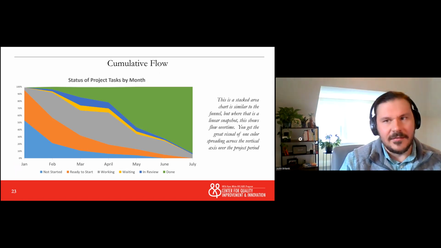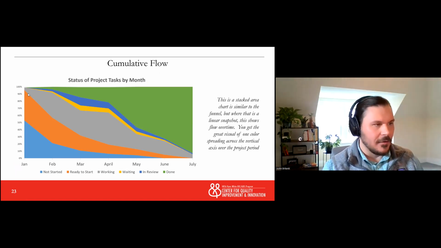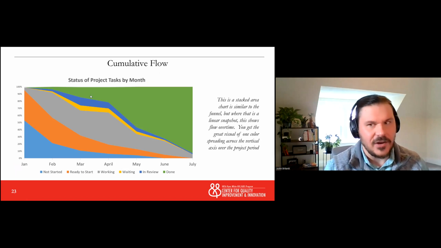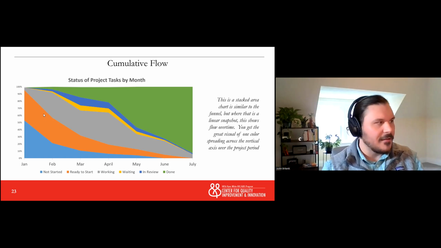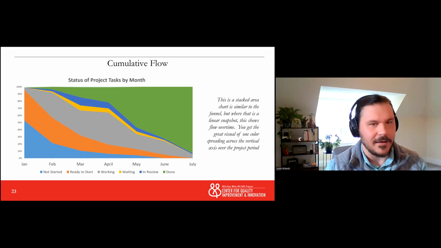This next one is pretty different. This is looking at the flow of tasks in a project. This is called a stacked area chart, and it's all this data stacked upon each other. Back in January, we have a lot of work that wasn't even started, a big piece that was ready to start but no one was working on it. Not that much work was actually being worked on, some work was waiting, some in review, and pretty much nothing was done at the start. We see the flow of how these tasks get done. We go from not started, ready to start, working, waiting, and some things need extra review, maybe had to pass the review process again, until they were all done here in July. We're almost done.